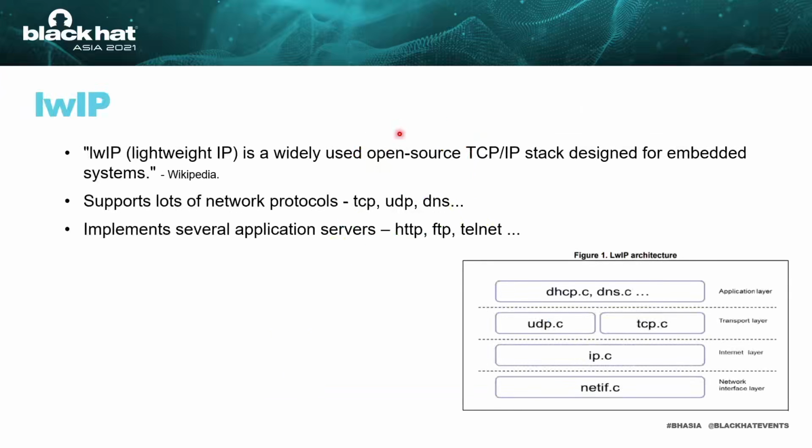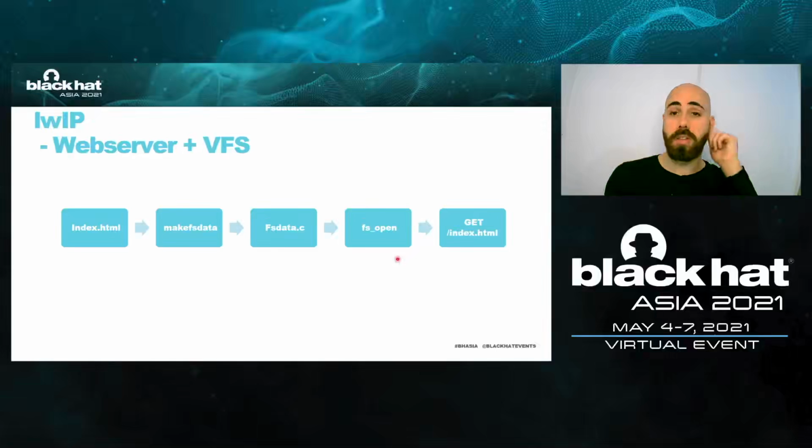So LWIP, as I said, is a pretty popular open source. Each vendor has to implement only the network interface, and then we have the IP layer, the TCP, and high-level protocols such as DNS, and applications like web servers. Specifically, the web server that comes along with LWIP is a pretty nice web server, and it's a static one also.